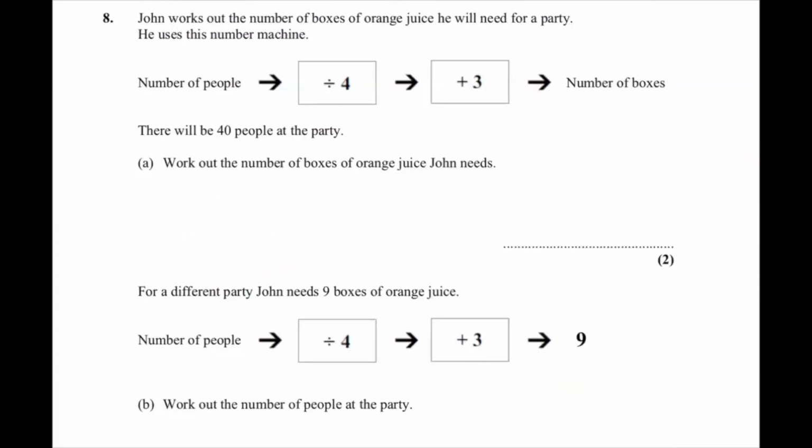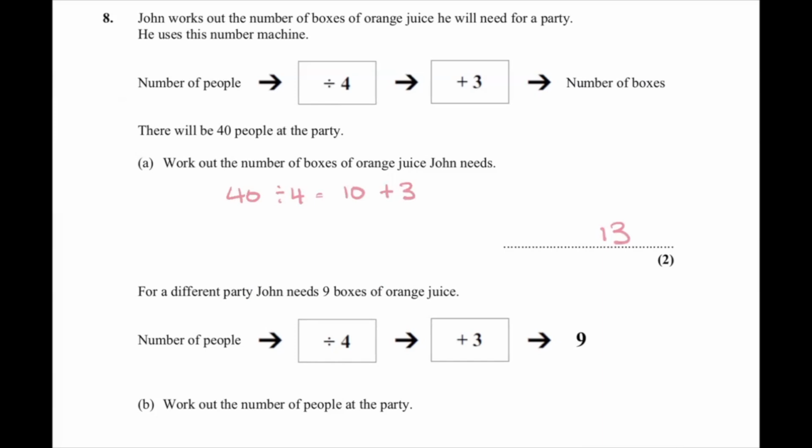Okay, so we have a number machine. We've got the number of people going in. It gets divided by 4, then it gets 3 added, and you've got your number of boxes. There's going to be 40 people, so we are here in the machine. 40 goes in, divide by 4, which is 10, and then add your 3, and you've got an answer of 13.